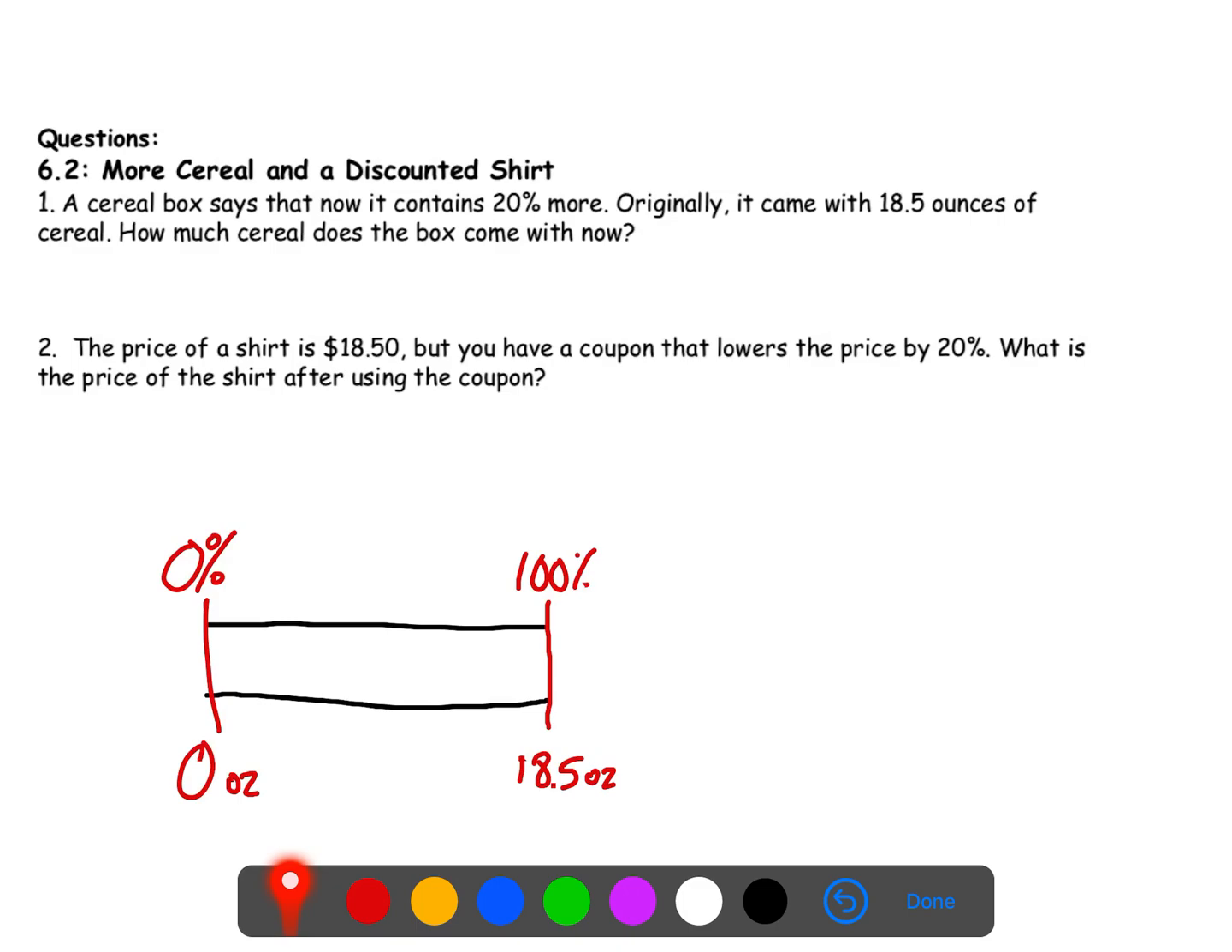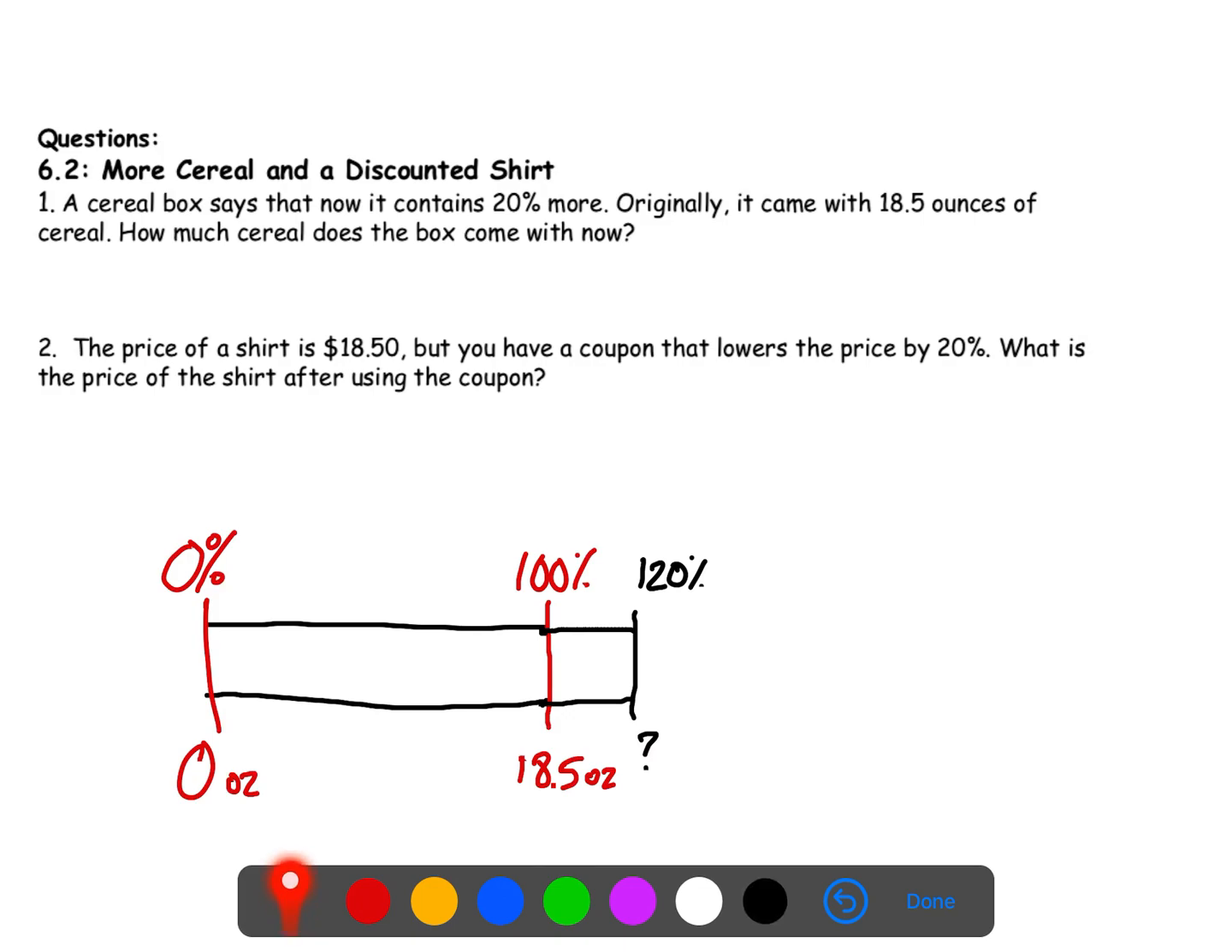So let's now look at what we were asked. It says 20% more. So clearly we're going to be extending past this. 20% more would be 120%. And we just need to find how many ounces that is. So we need to know what 20% of the cereal box was.